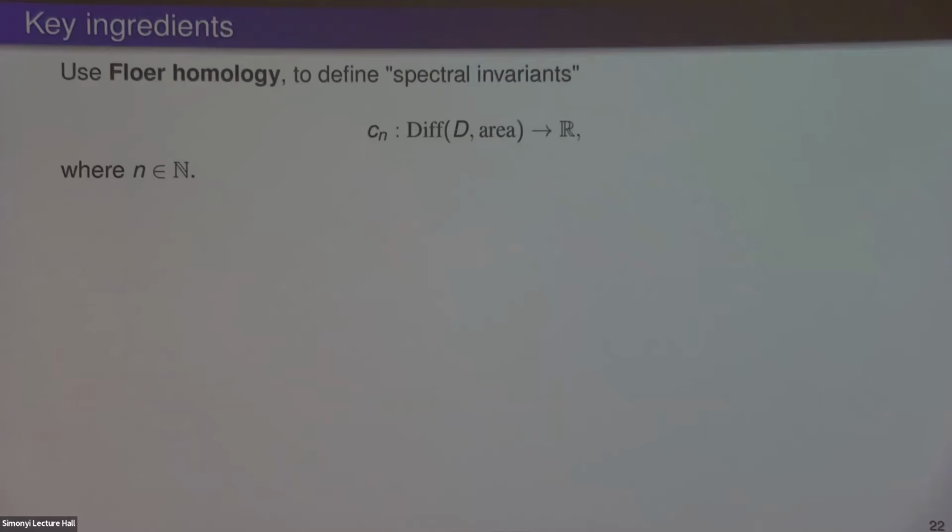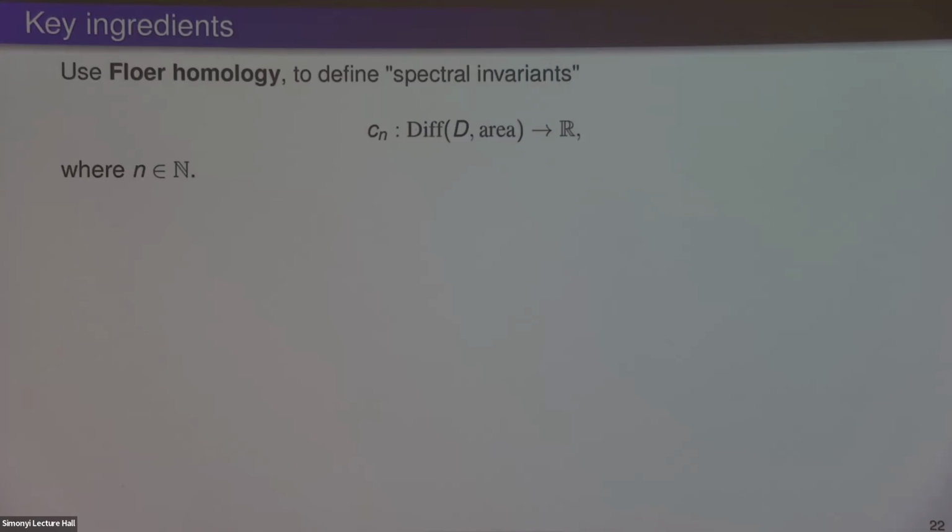Okay, outline of the argument. Let's see why the Calabi invariant extends. Here are the key ingredients. We use a form of Floer homology, which in the paper we call a quantitative Heegaard-Floer homology. It's a variation on Heegaard-Floer homology to define spectral invariants that we call c_n. There's a sequence of them, one for every natural number. They eat area-preserving diffeomorphisms and give you back real numbers. In the paper we use this Heegaard-Floer homology, but now we know we could also use spectral invariants that come from periodic Floer homology, which Dan mentioned. So you could take these to be those invariants from Dan's talk.